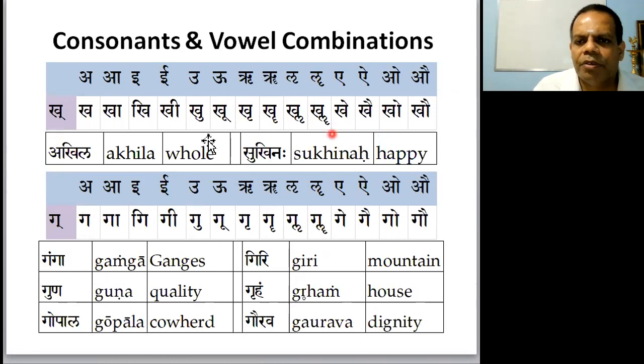So now I've taken the second consonant in the Ka Varga, which is Kha. The aspirated Kha, the second letter in the Ka Varga. And we have combined it with all the vowels. So I will just read them and you can follow along.